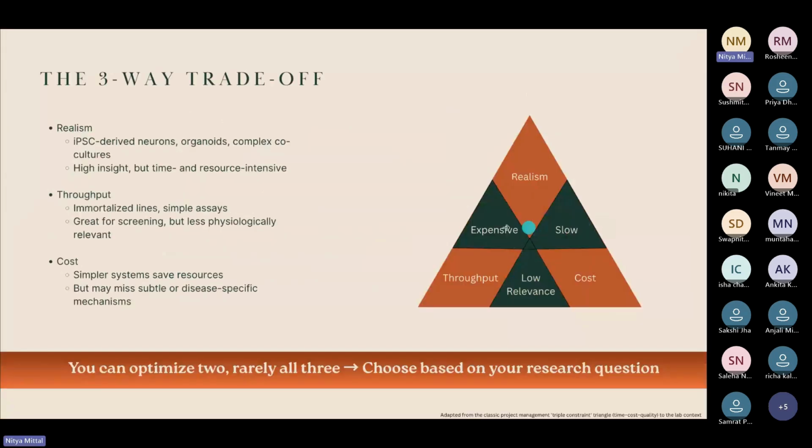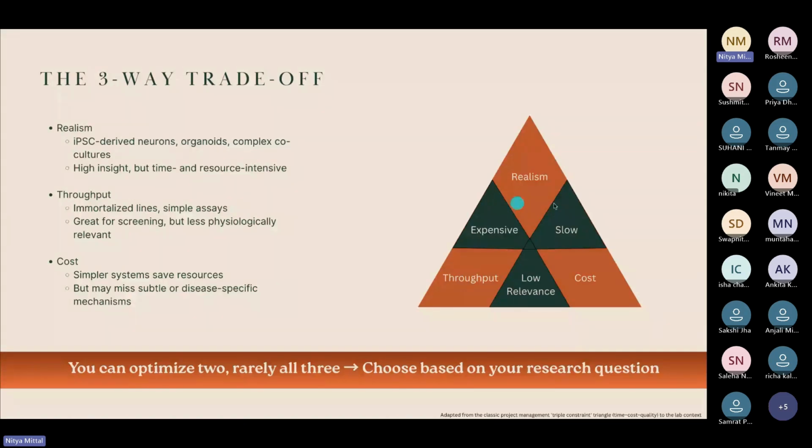Now coming to the three-way trade-off. This is something that I've adapted from project management, a triple constraint triangle, essentially. The way they do it is for fast, cost, and quality. And so I tried to adapt this to a lab setting where realism, throughput, and cost sit at the three corners, if you see.